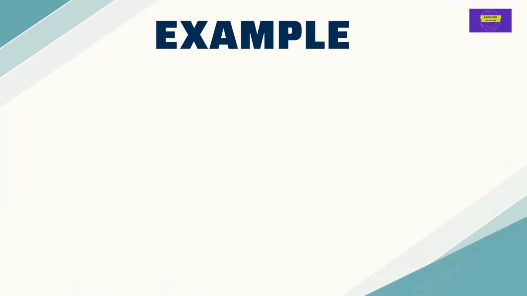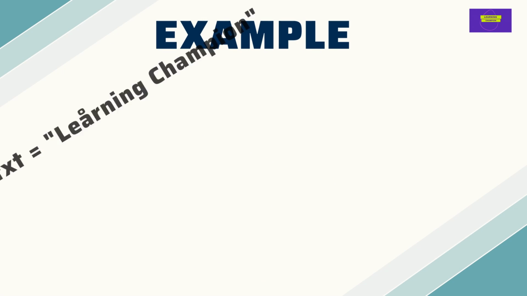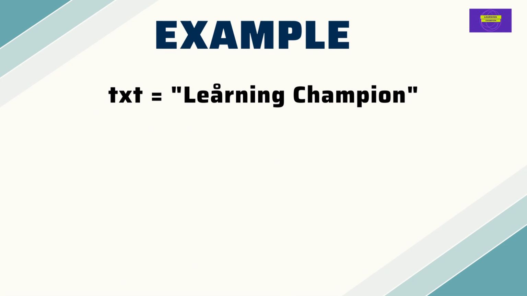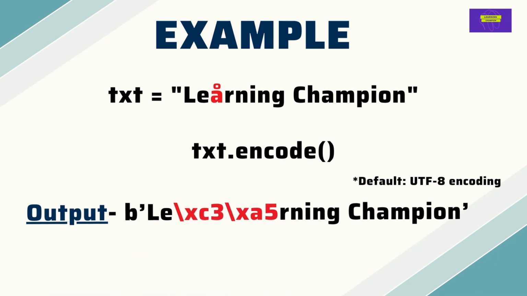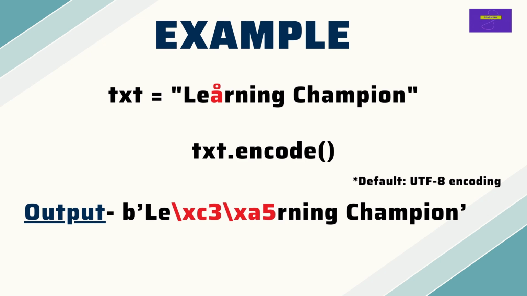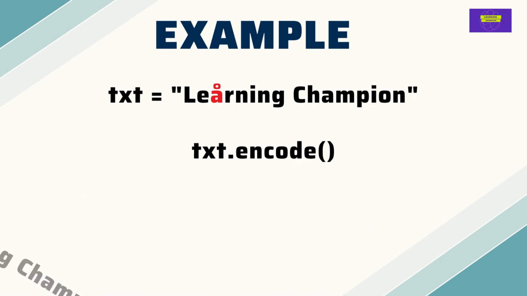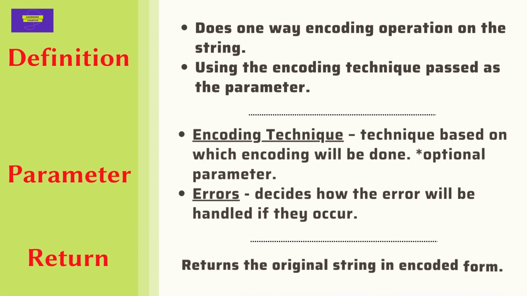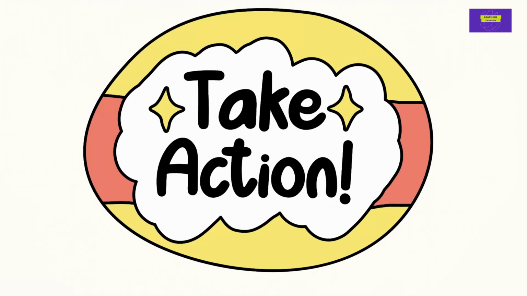Let's understand this using an example. We have a string, learning champion. Notice the special A here. And when we run the encode function on it, the output is encoded using UTF-8 encoding. This function returns the given string in encoded form. Let's see some examples in action in Jupyter Notebook.